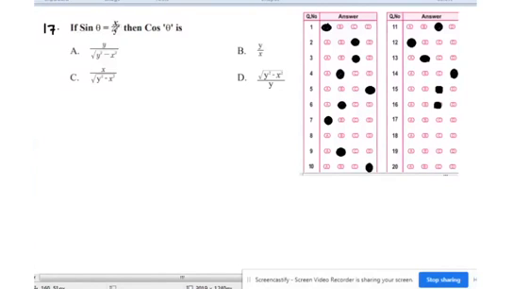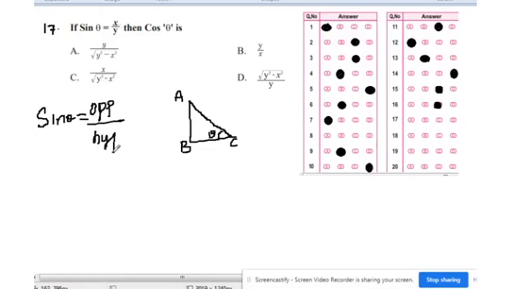17th question, if sine theta is equal to x by y, then cos theta. To solve this problem, we have to draw a right angle triangle. In trigonometry, we have to use only right angle triangle. ABC is a right angle triangle and representing C with theta. We know that sine theta is opposite by hypotenuse. It is the basic formula. Opposite is given by x and hypotenuse is given by y. This is what they have given in the question, x by y. So sine theta is x by y.